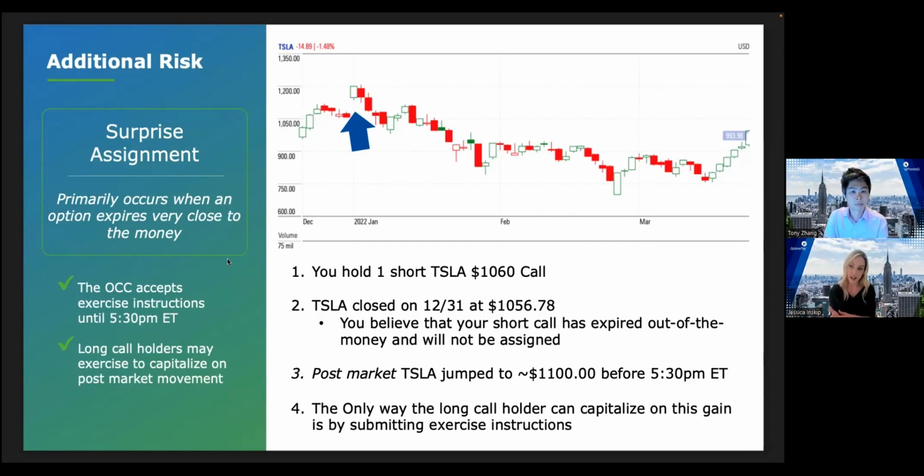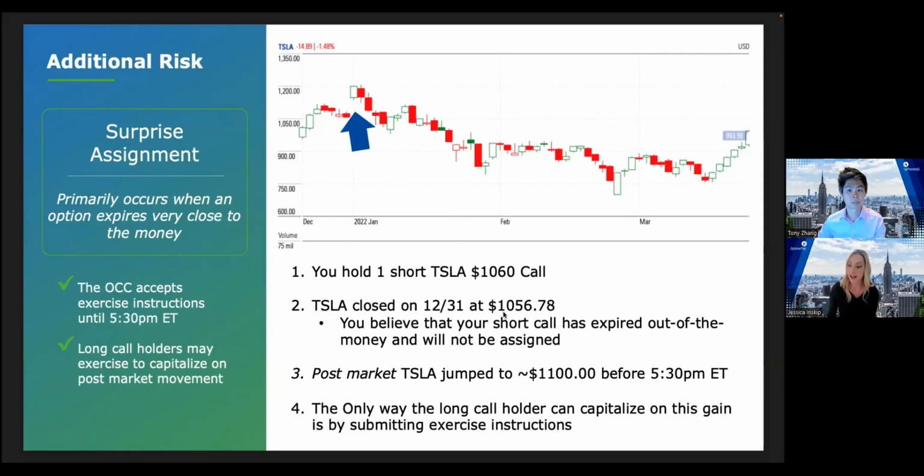If there is large upwards movement or downwards movement in the post-market session between that 4 p.m. stop and 5:30 Eastern time, the only way the long option holder is going to capitalize on that movement is by submitting exercise instructions. Therefore, they're very likely to do that, in which case, in this example, you may have a short Tesla call at 1060. And I tried to pull a real example here with a chart that explains how this actually happened, because normally it's high beta stocks or stocks that move quite a bit where this is applicable.